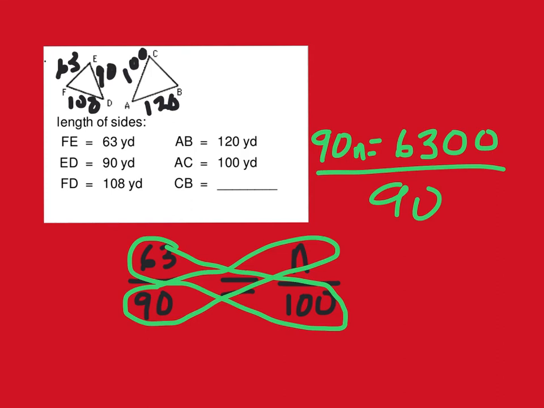I forgot one last thing as we're writing our answer. We have 70, and our unit of measure is yards. All right, watch this video again as many times as it takes to see how to solve a proportional relationship with similar figures.